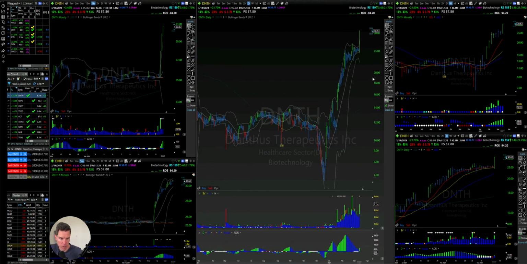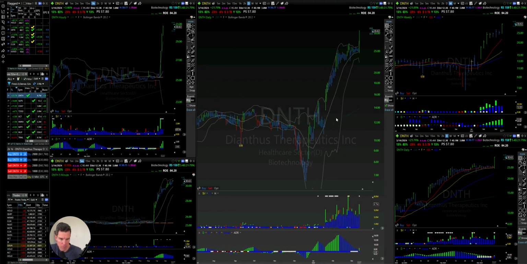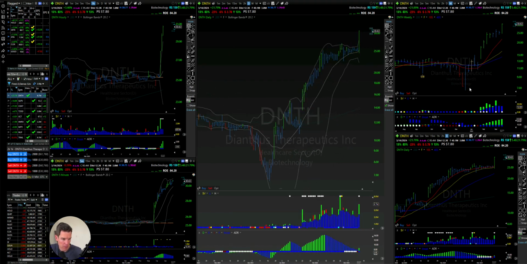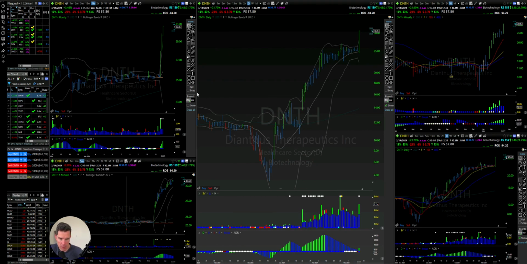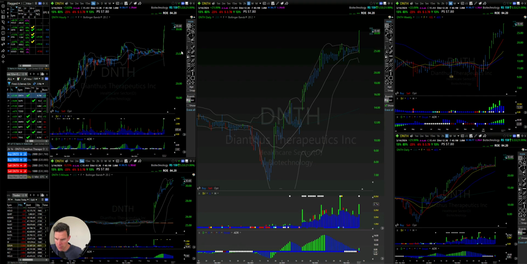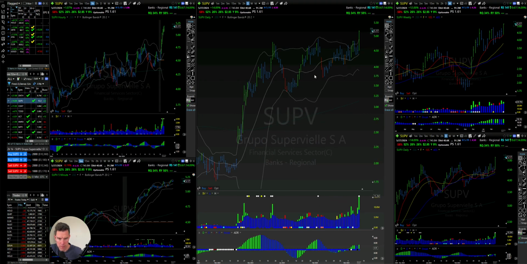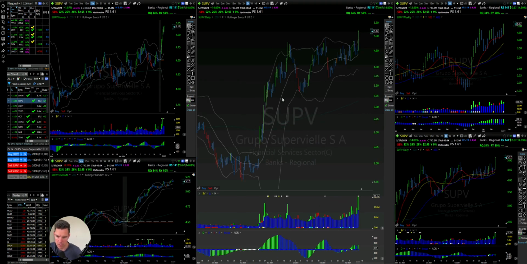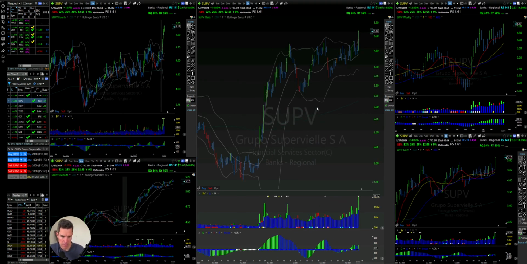So probably one of the better looking charts, one of the breakouts that I didn't get today, was DNTH, a therapeutic biotech. You had this nice daily squeeze with an hourly squeeze as well. Right, it's getting tighter and tighter. A lot of times it's good to see what broke out, but maybe you've already missed the move, so you don't want to chase it either.